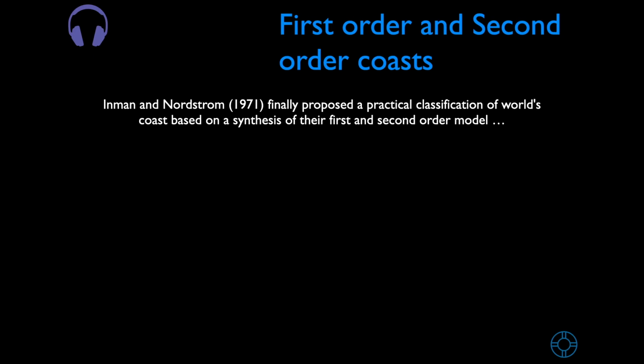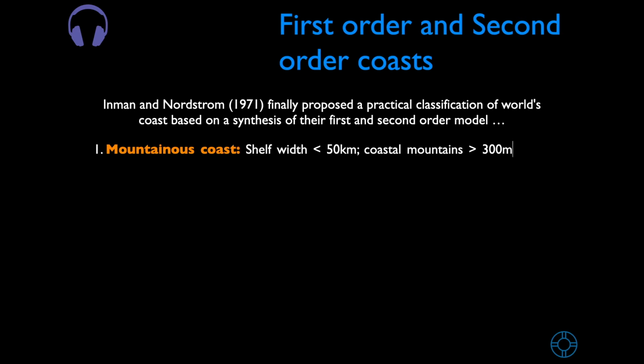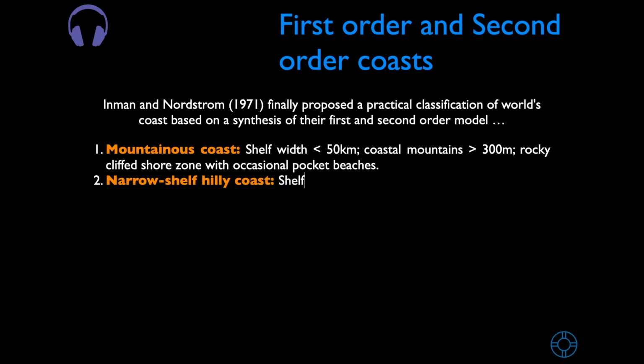The first one is the mountainous coast, where the shelf width is below 15 kilometers, coastal mountains are above 300 meters, and there are rocky cliffed shore zone with occasional pocket beaches.